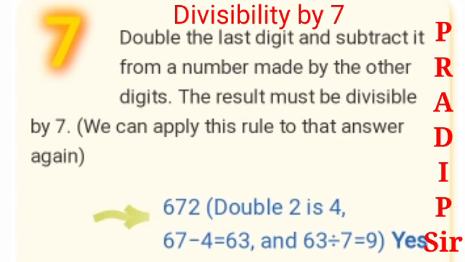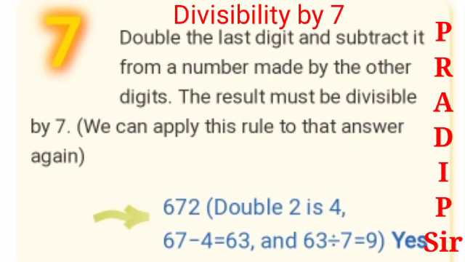Next is divisibility by 7. In order to test divisibility by 7, it's a very new concept for you, dear viewers. How can we test whether a number is divisible by 7 or not? In order to test, first, what we have to do is double the last digit. That means multiply 2 with the digit in the units place.